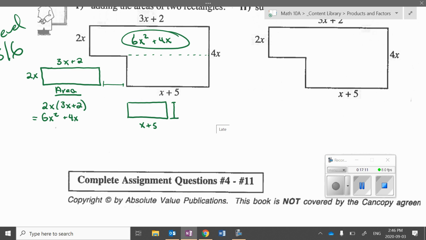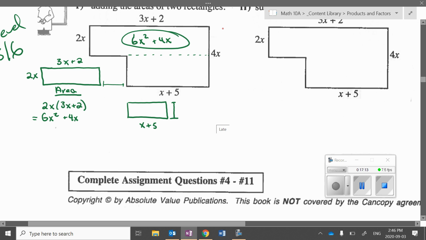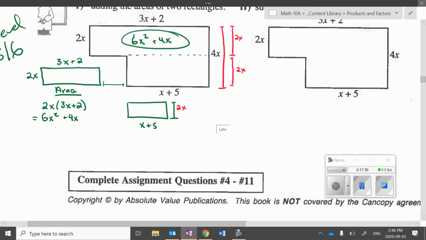Good. We know this whole length is equal to 4x, correct? I know that this chunk, though, is equal to 2x. Therefore, this has to be 2x, right? Because 2x plus 2x gives us those 4. So this is also 2x tall.